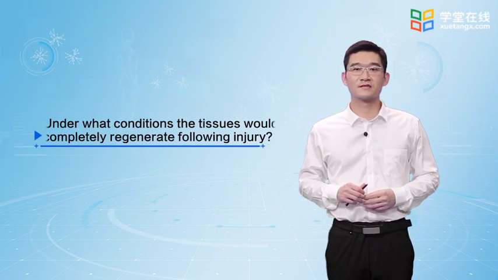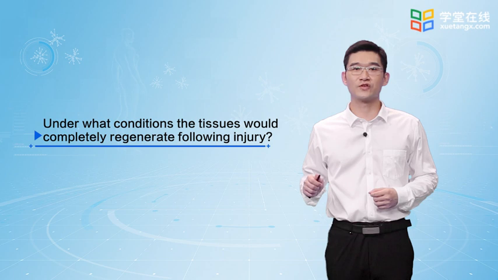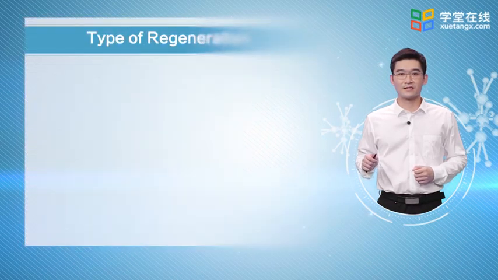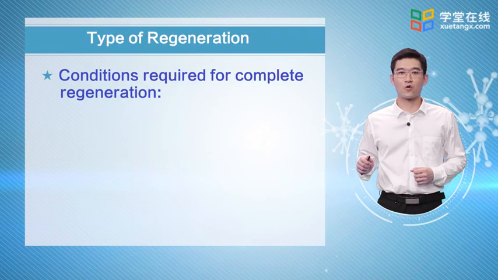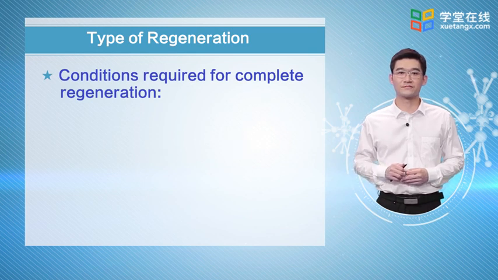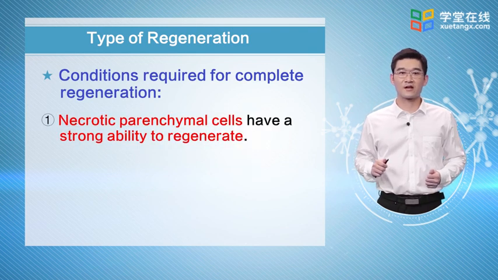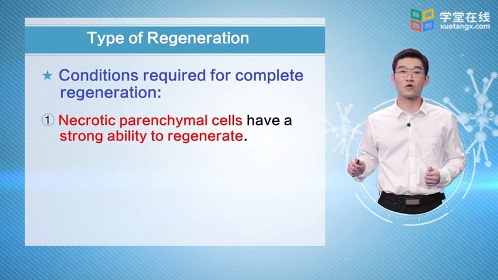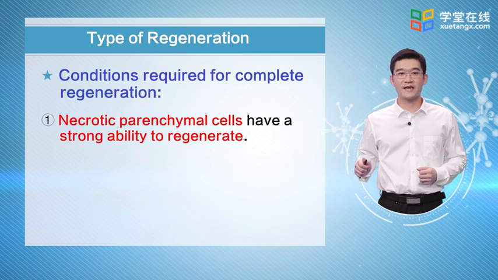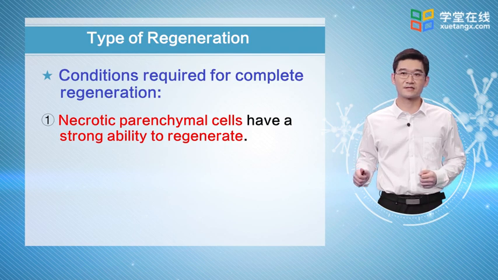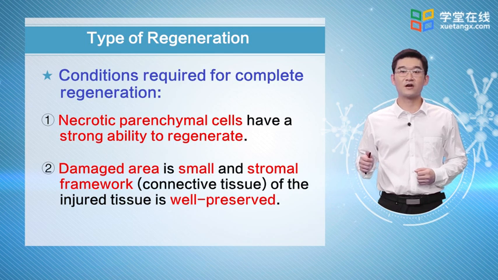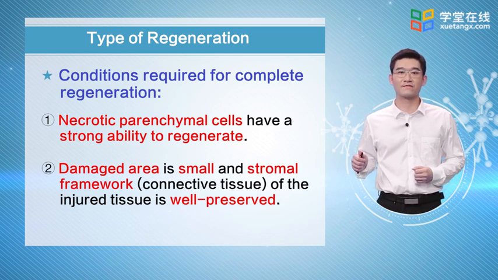Under what conditions would the tissues completely regenerate following injury? This slide lists some conditions required for complete regeneration. Firstly, the necrotic parenchymal cells have a strong ability to regenerate. As already mentioned, skin epidermal cells and gut epithelial cell lining are such examples. And secondly, the injury is minor or the supporting stromal framework of the injured tissue is well preserved.